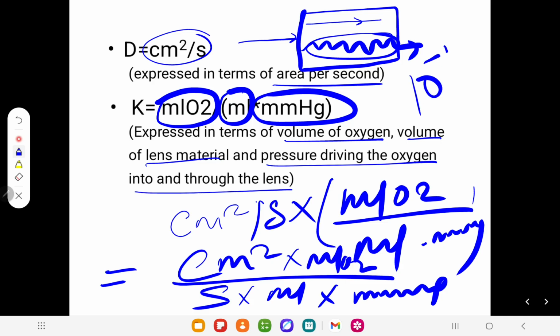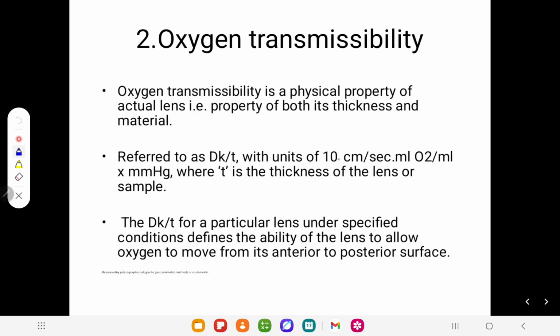Dk means 10 to the power minus 11. Dk divided by t, which is oxygen transmissibility, is 10 to the power minus 9. Okay, so let's come to oxygen transmissibility. We know oxygen transmissibility means Dk divided by the thickness of the contact lens. Finished. Oxygen transmissibility is a physical property of the actual lens. You just remember the definition, it's important. It is the property of the actual lens, of both thickness and material.